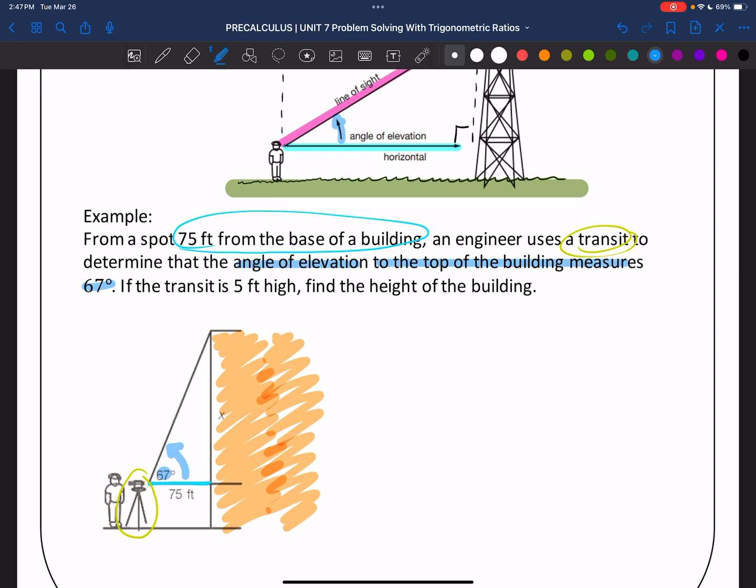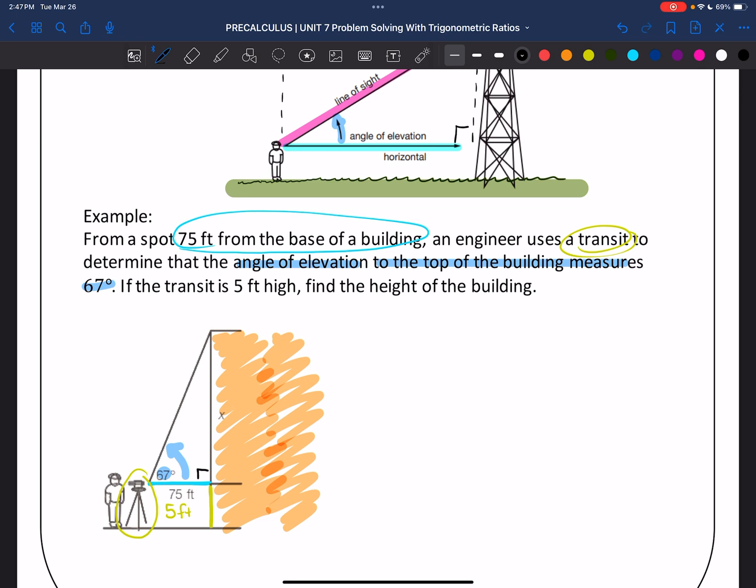If the transit itself is 5 feet tall, we're told that this little transit actually is 5 feet off the ground. That's this measure right here, this measure from the ground to the point where it was originally our horizontal line, and then it inclines up. That is 5 feet. What we want to do is find the height of our building. So let's talk about how we would do that.